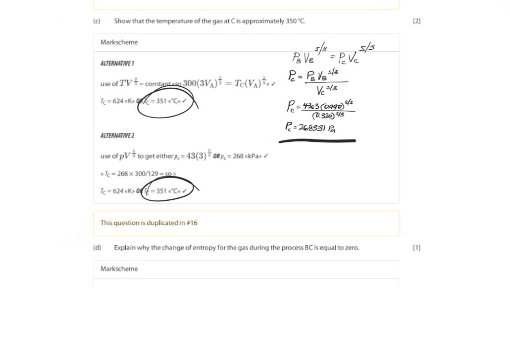D, why is the change of entropy for the gas during the process BC equal to 0? This guy is easy. Let's remember that the change in entropy is the change in heat per unit temperature.